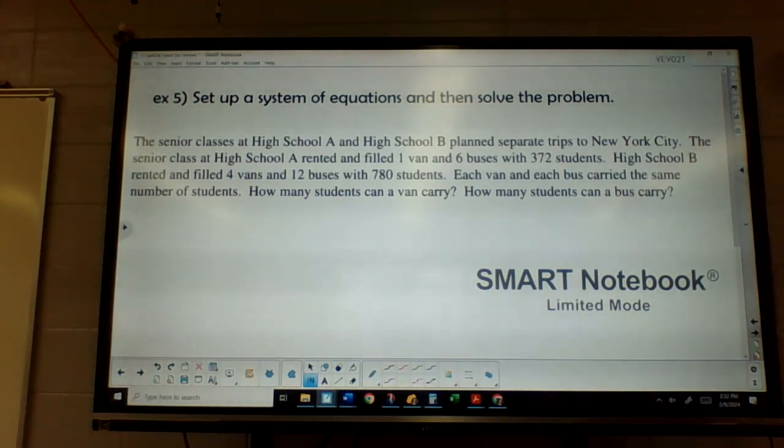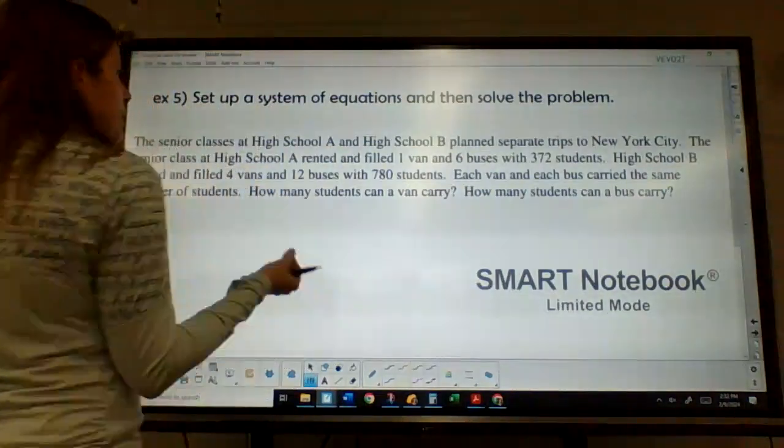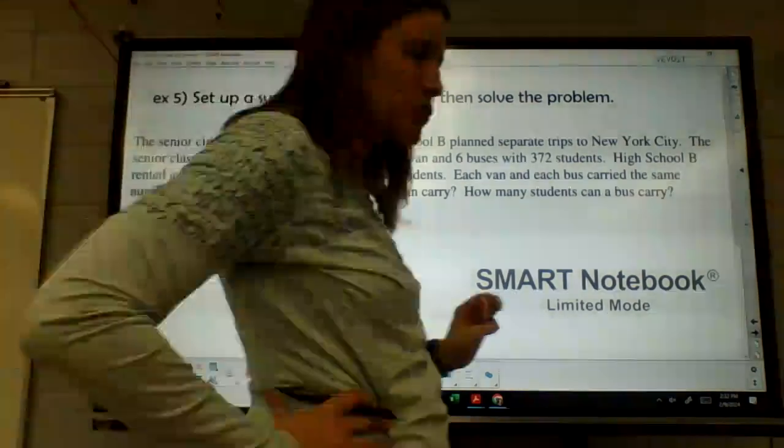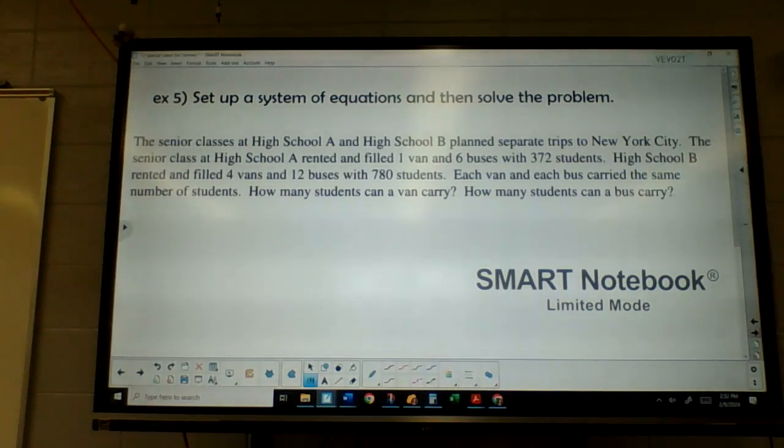It says the senior classes at 2 high schools plan separate trips to New York City. The one high school rented and filled 1 van and 6 buses with 372 students. The other high school rented 4 vans and 12 buses with 780 students. Each van and each bus carried the same number of students. How many students can a van carry? How many students can a bus carry?